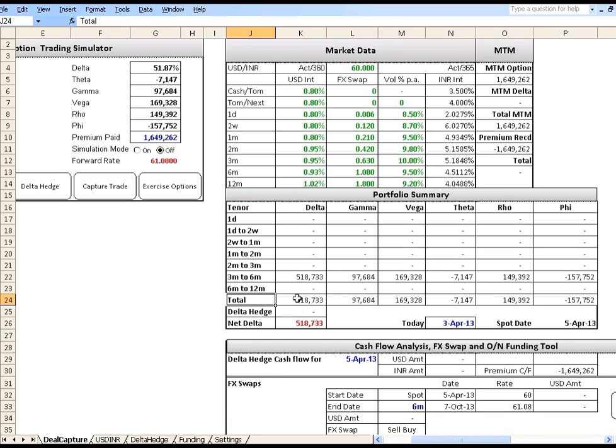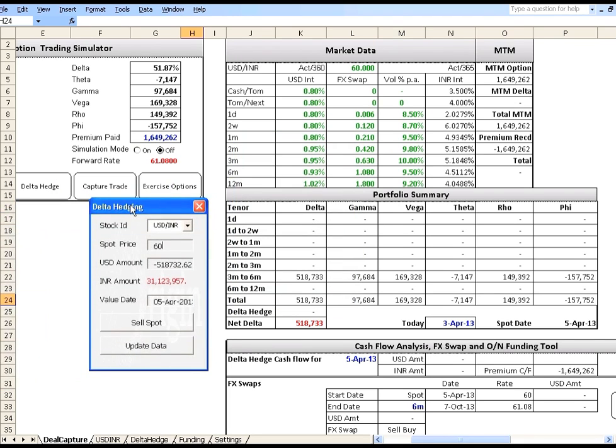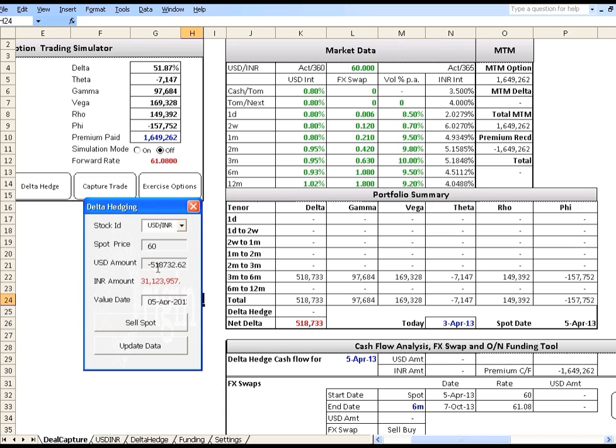Let's see what happens if we click the delta hedge button. We see exactly the opposite number here. We will need to sell spot for delta hedging. Of course, you are unlikely to sell the exact amount of delta as the market usually trades in tradable lots of say USD 500,000. In our exercise, we could hedge the precise number if desired.